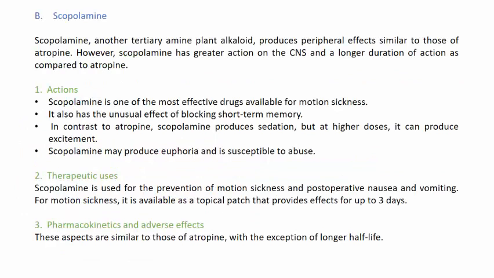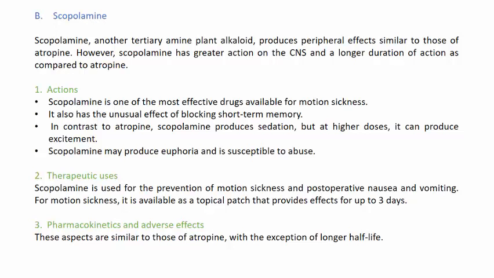الاجنت الثاني اللي هو السكوبال امين، والسكوبال امين is another tertiary amine plant alkaloid وproduce also peripheral effects similar to those of atropine، لكن the scopolamine has a greater action on the central nervous system. يعني unlike atropine, the central nervous system effects are observed at therapeutic doses. And also it has a longer duration of action as compared to atropine.